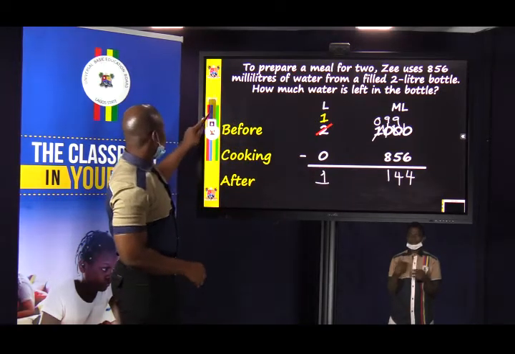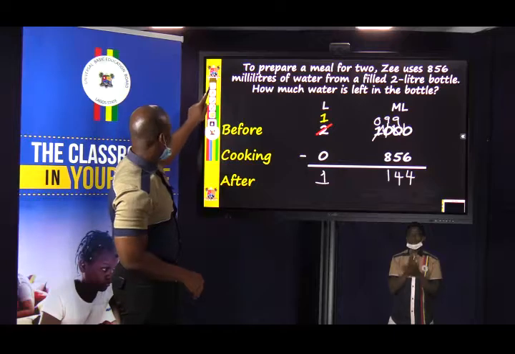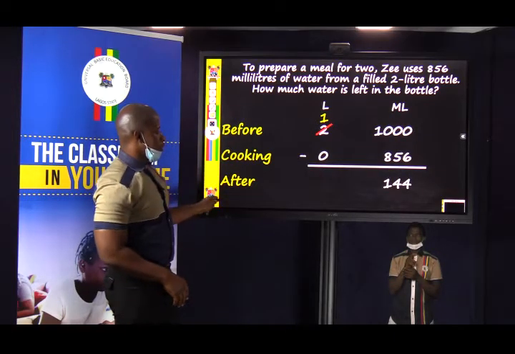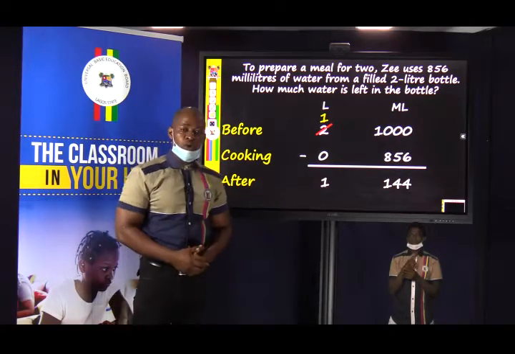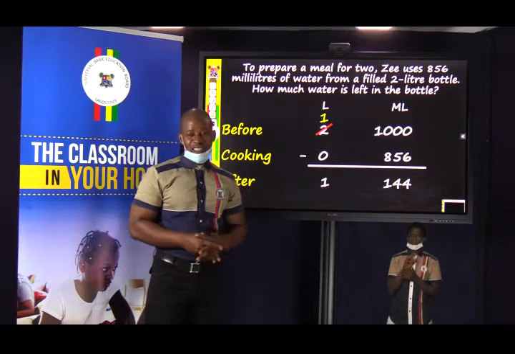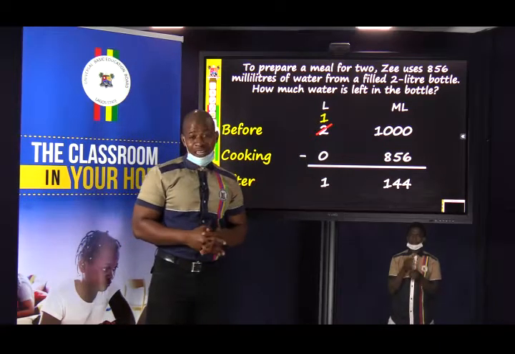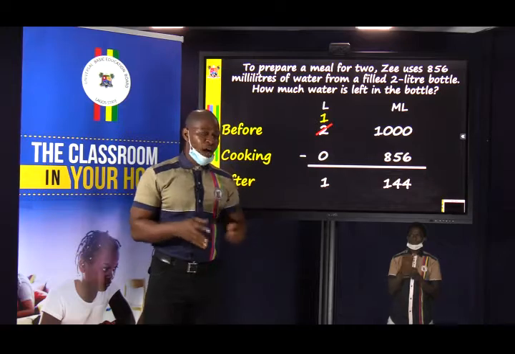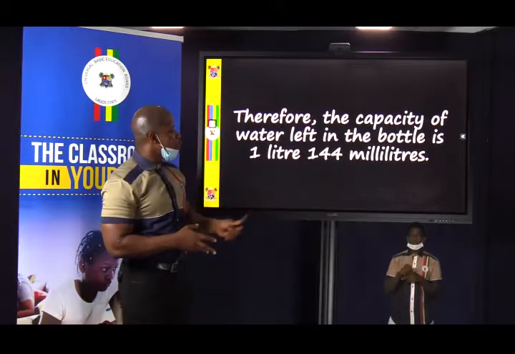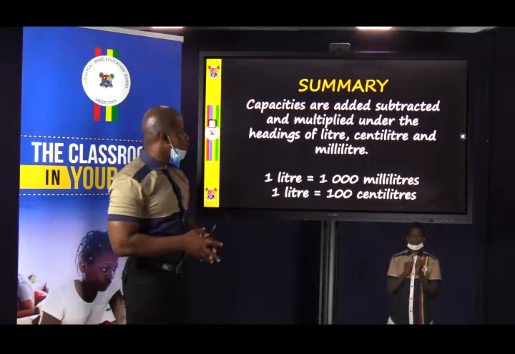So let's see whether we are correct. 1 liter, 144 milliliters. Yes, 1 liter, 144 milliliters, my friend. Did you get this right? Excellent job. You have another for practice in the homework, which is, of course, coming very soon.